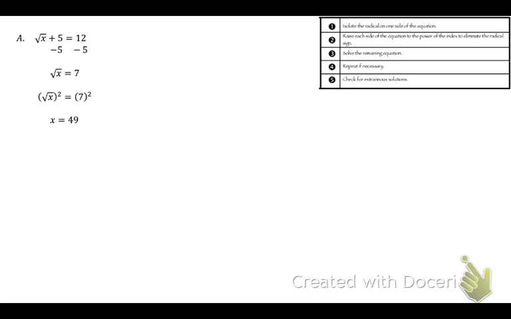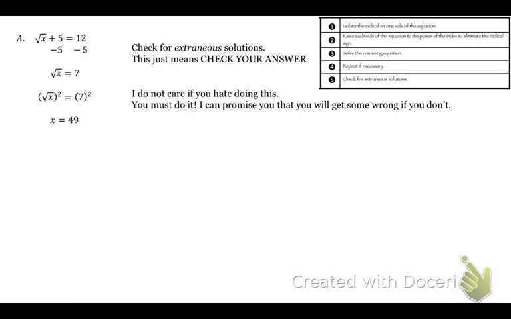And you're done. The very last thing you have to do every single time is check your answer. Okay, when it says check for extraneous solutions, that means check your freaking answer. I don't care if you hate doing this, you must do it. I promise you'll get some wrong if you don't. That's my spiel. Check your freaking answers, okay?